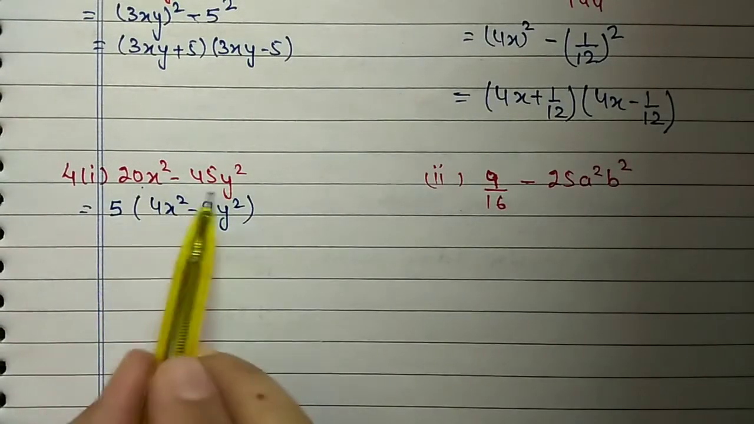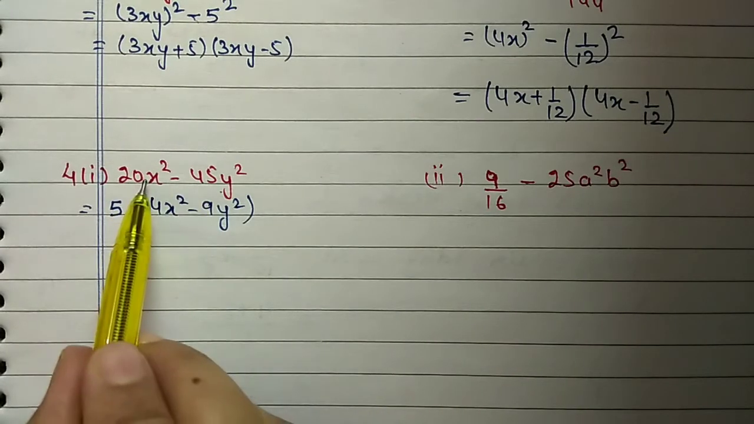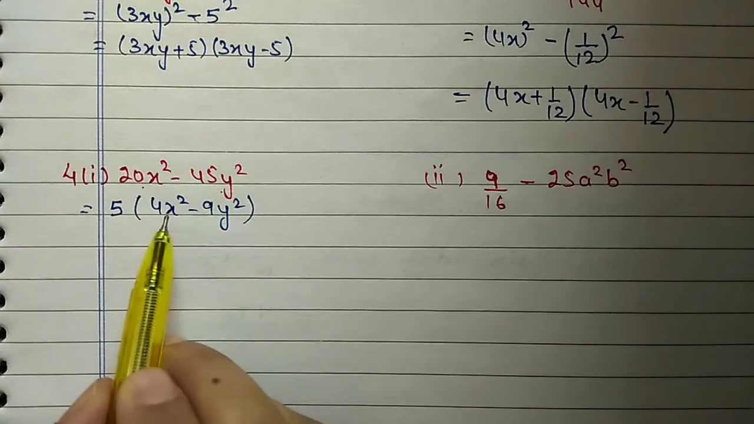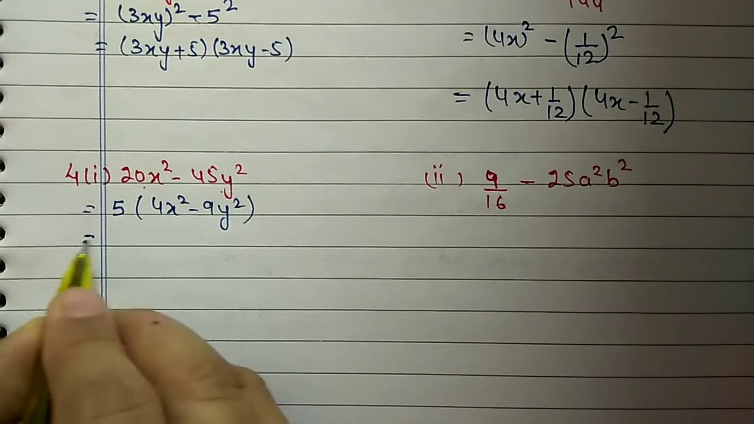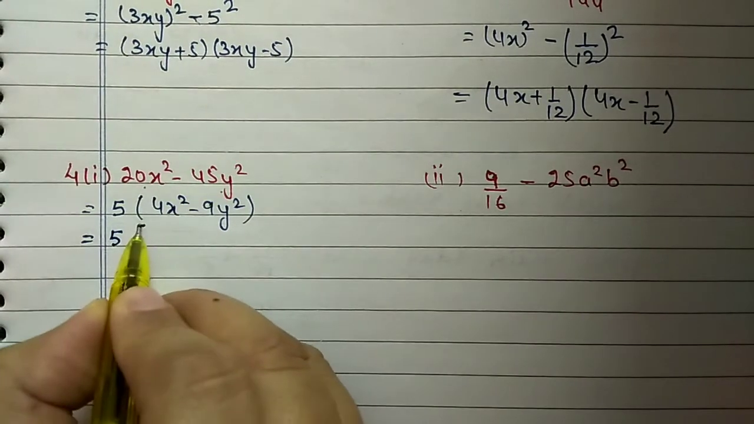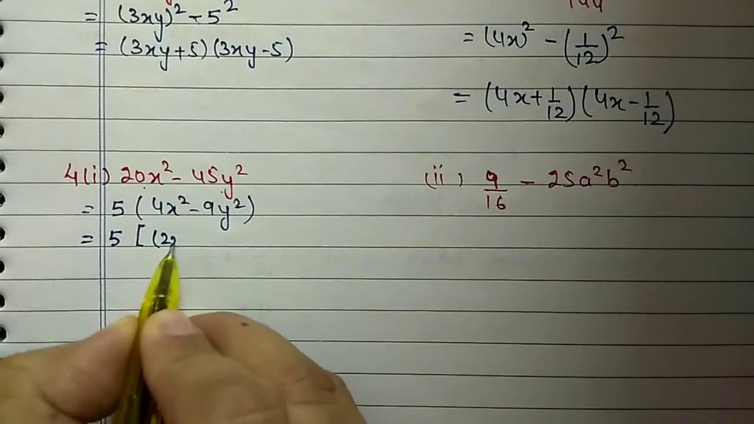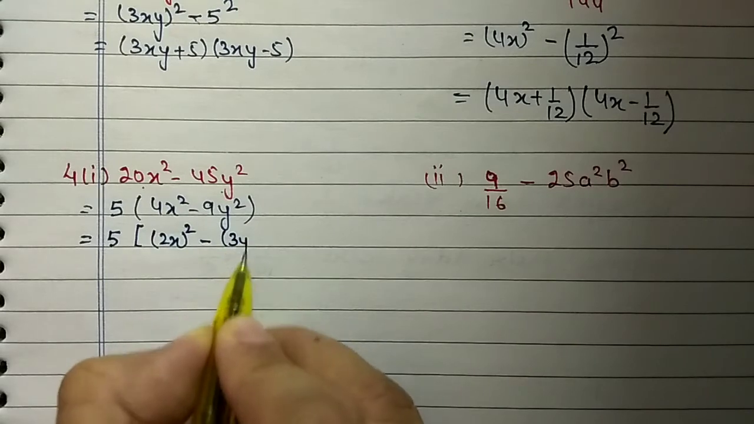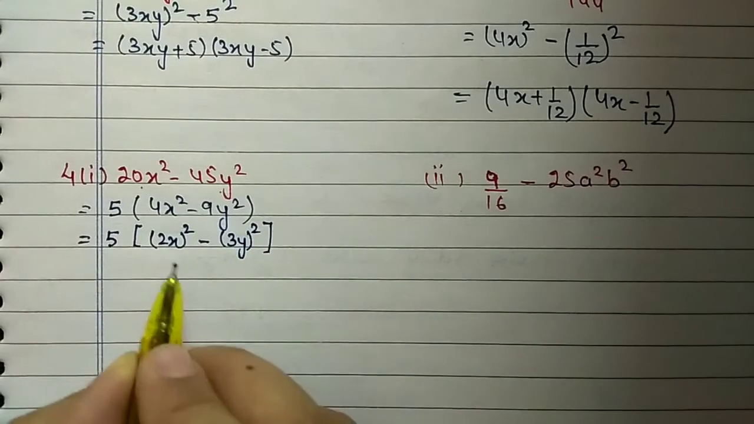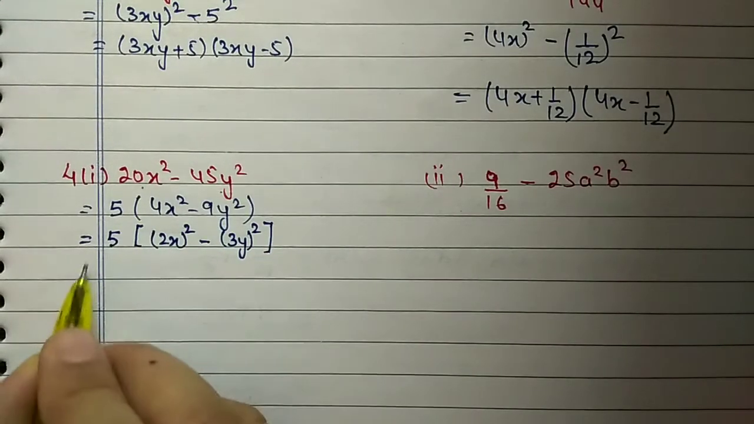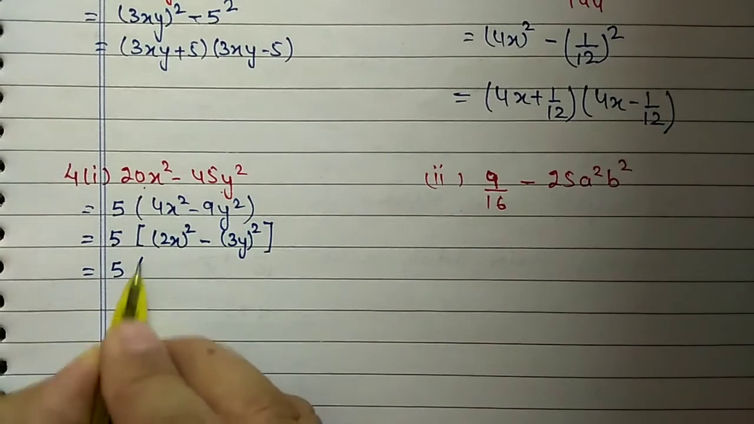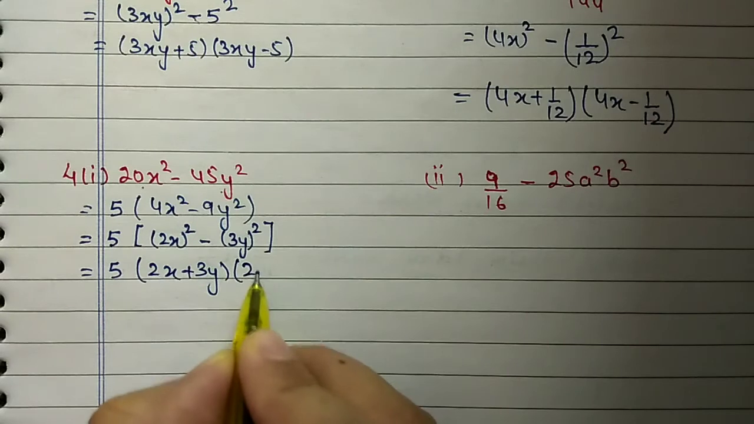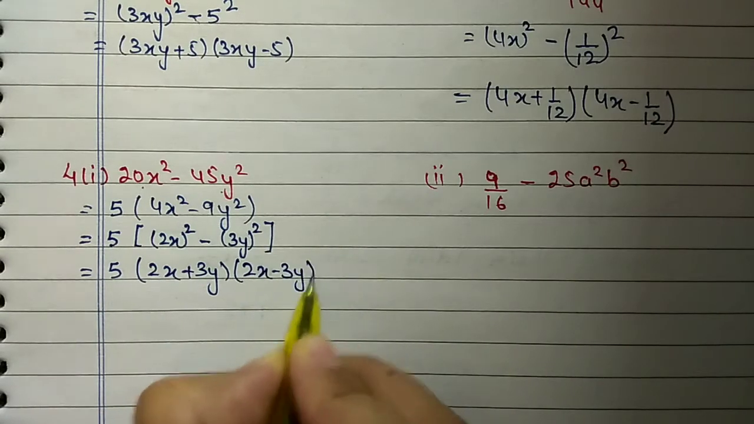If you are not getting a perfect square here, it means you have to take something common, then you will get a perfect square. Now you can see we got perfect square numbers. So 5 we will keep outside. This 4x square we can write as 2x whole square. And 9y square we can write as 3y whole square. A square minus b square. So we can write it as a plus b, 2x plus 3y, and a minus b, 2x minus 3y.